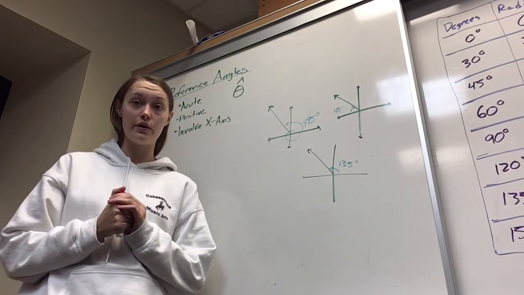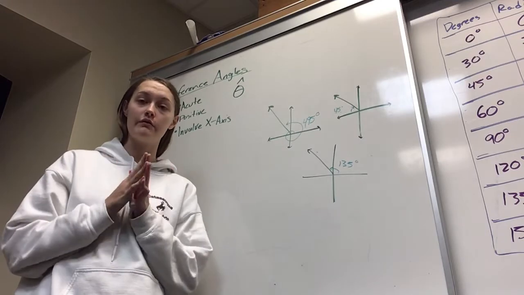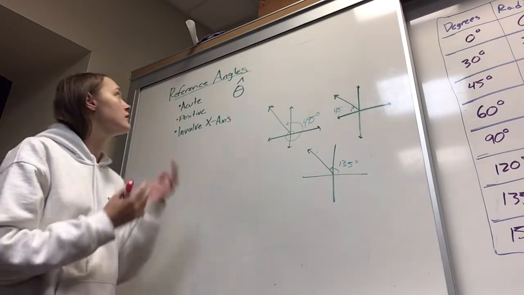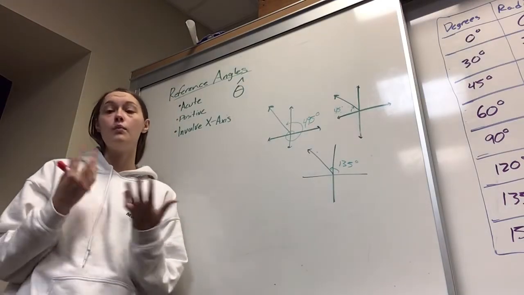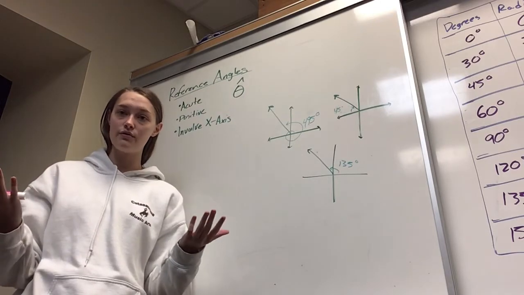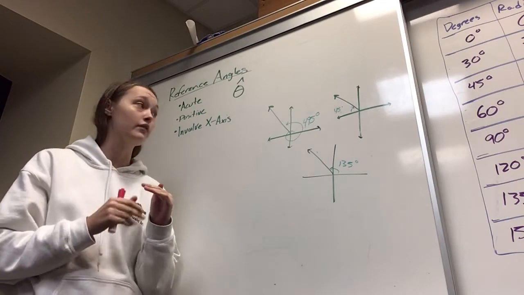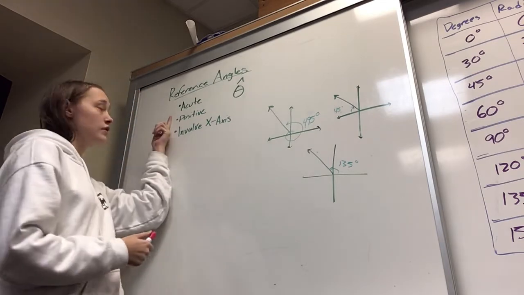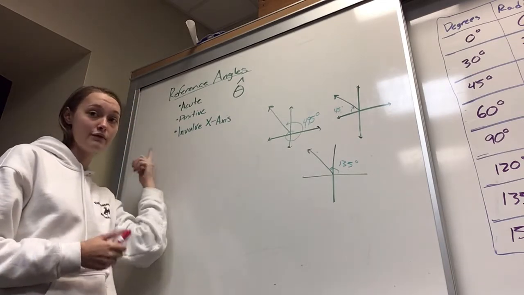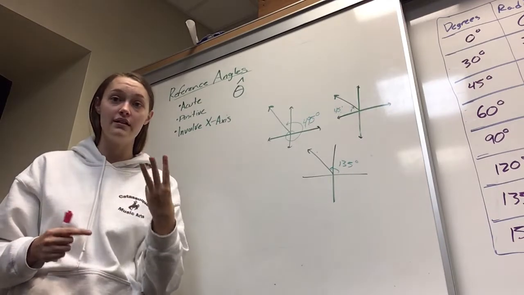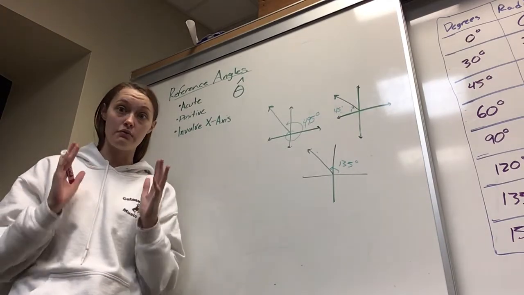Today I'm going to be going over reference angles and converting from degrees to radians. So let's start off. What is a reference angle? Well, reference angles are acute angles that are formed with the x-axis and the terminal side of an angle. So they are always acute, they are always positive, and they always involve the x-axis. Those are the three criteria for an angle to be a reference angle.